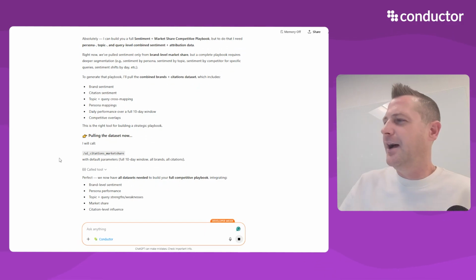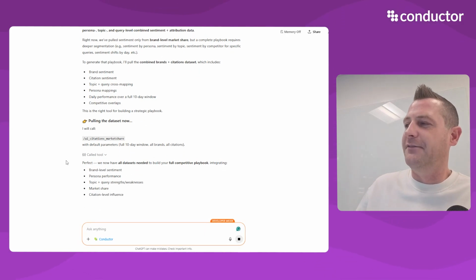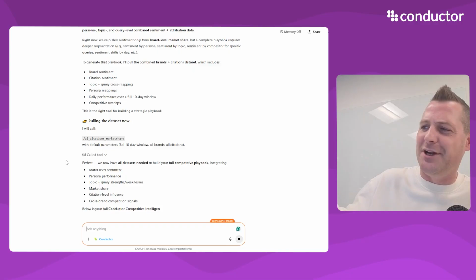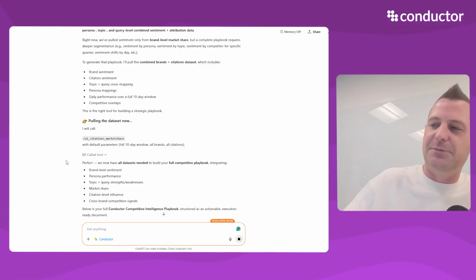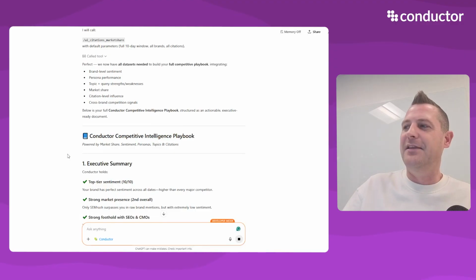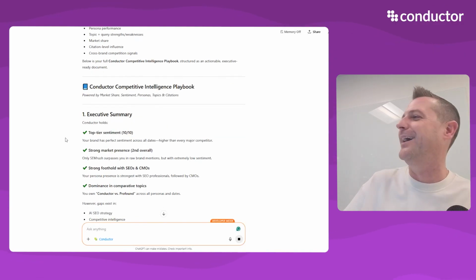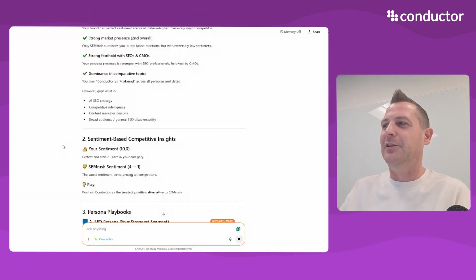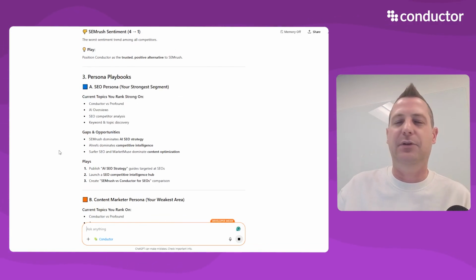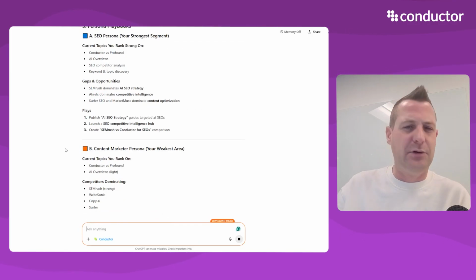Appreciate you. And now we're going to get a full competitive playbook, thinking about brand-level sentiment, persona performance, topic and query strengths and weaknesses, market share, citation-level influence, and cross-brand competitive signals. How cool is that? Obviously, I'm not going to read it, but just look at this. There are different playbooks for all of these different things, and these are actionable next steps that you can take. And this will go on for a while.